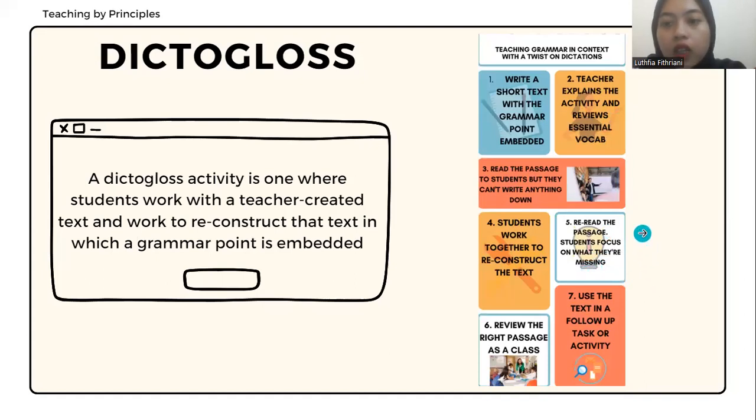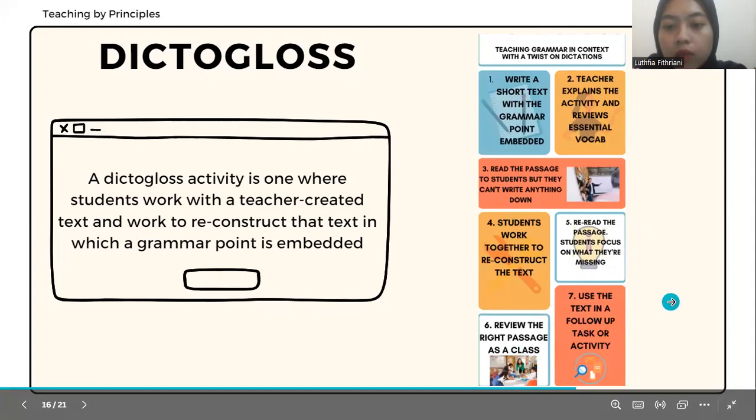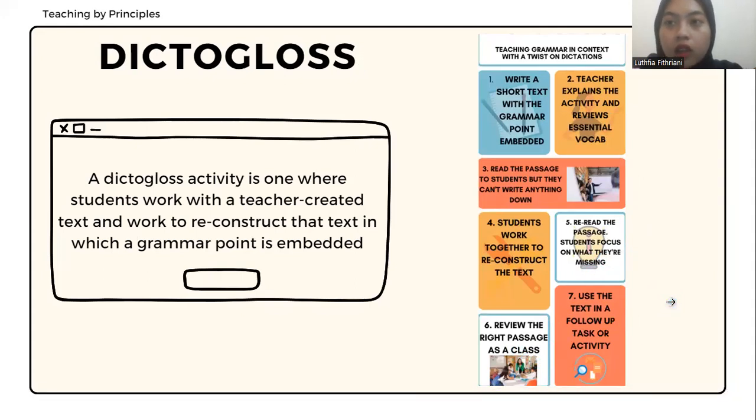The fifth, reread the passage. Students focus on what they are missing. The sixth, review the right passage as a class. And the last step is use the text in a follow-up task or activity.